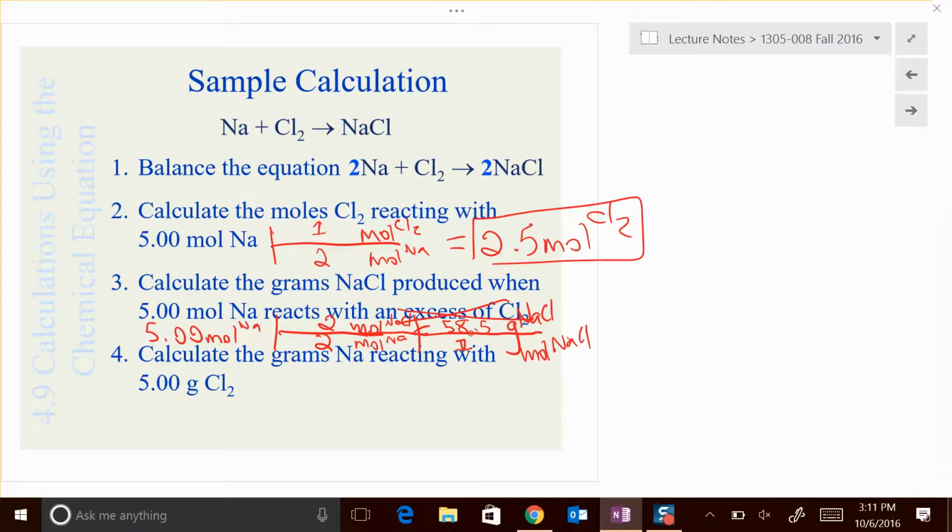Okay, so 5 times 2 times 58.5 divided by 2. 290. Oh, I did 58. I didn't do 58. No, it doesn't. It's okay. Okay, 290 grams of sodium chloride. Approximate, right? You're getting around that? Okay, we're okay. So you'll find the answer, right? Okay, good. Calculate the grams of sodium reacting with 5 grams of chlorine.